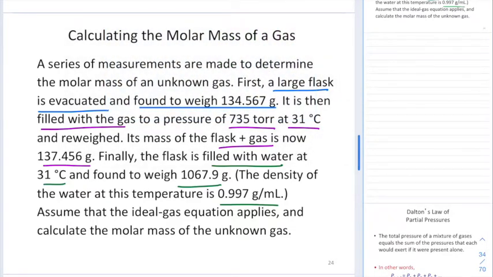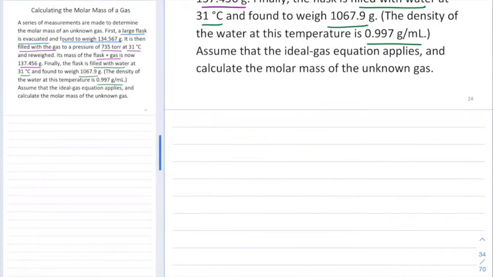All right, what I want to do is bring out the numbers. So when you get a problem like this, whether it's in the homework or whether it's in a test situation, a lot of times students just freak out because there's so many words there. So the first thing I want to do is grab the numbers out and just make it a more manageable problem. So the very first thing is the flask is evacuated or completely emptied, and it's found to weigh 134.567 grams. So I'm going to take that number, and I'm going to say 134.567 grams, and that is the flask empty. So again, what I'm doing is I'm pulling out the numbers that we need so the problem doesn't feel quite as overwhelming.